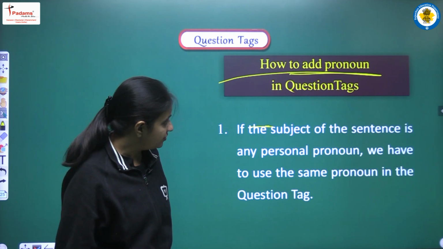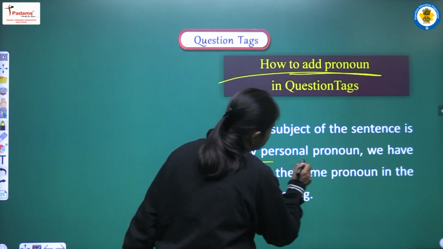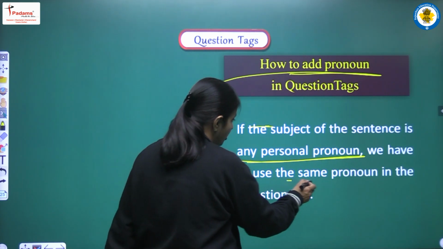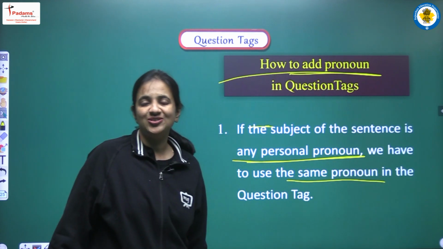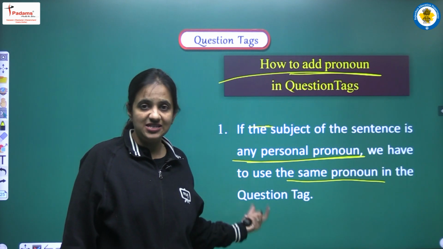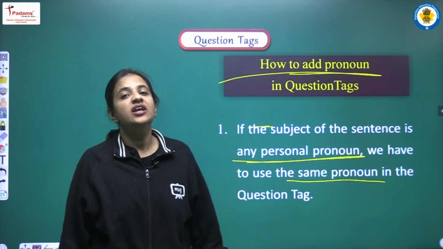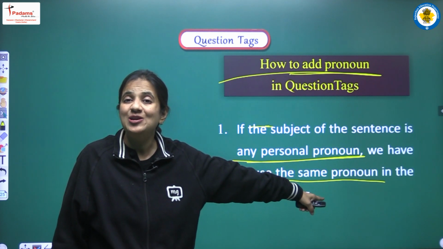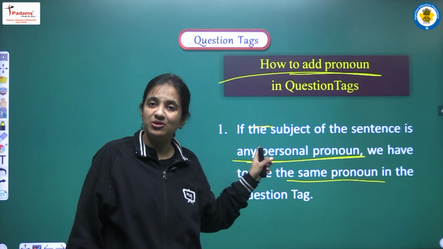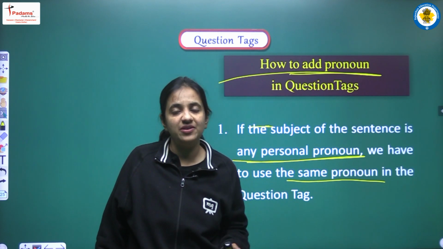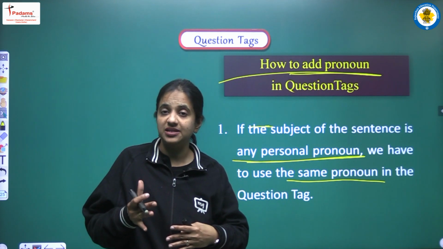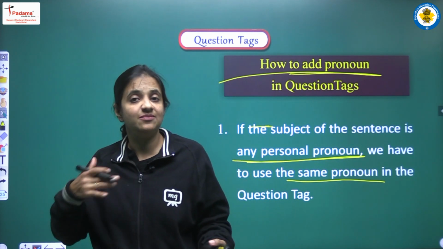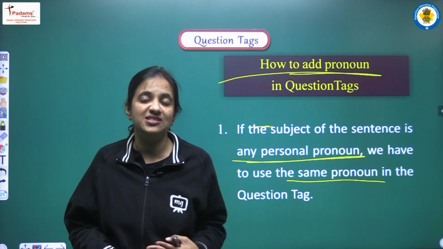If the subject of the sentence is any personal pronoun, we have to use the same pronoun in the question tag. So this is the first rule, it's a very easy one. According to this rule, if the subject of the sentence is any personal pronoun, I hope you all are able to recall the personal pronoun. We have first person, second person and third person pronouns. We have different cases, right? Subjective case, objective case, reflexive case, right?